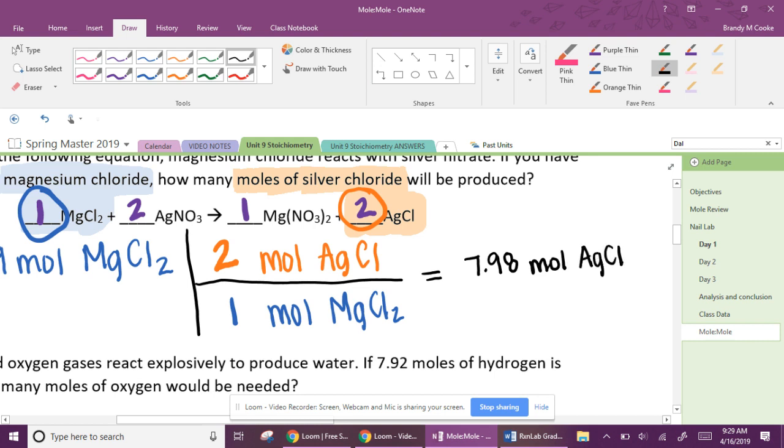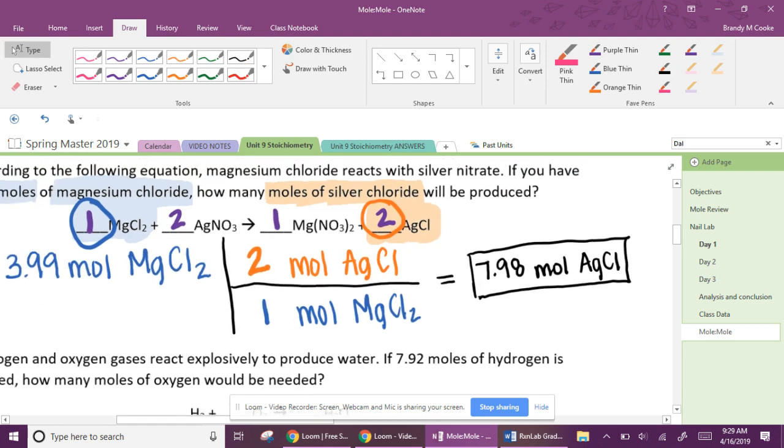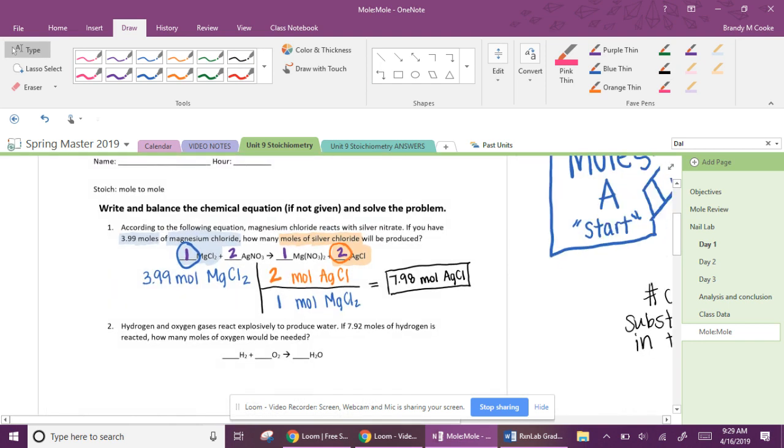Now, the units and substance are just as important, if not more important, than they've always been, because if you just said 7.98 moles, I wouldn't know if you forgot to change to AgCl, or if you didn't know what you were doing, or maybe you accidentally went to AgNO3. I don't know what you're doing. So make sure that you are including all of your labels in your answer every time. And that is the mole bridge.